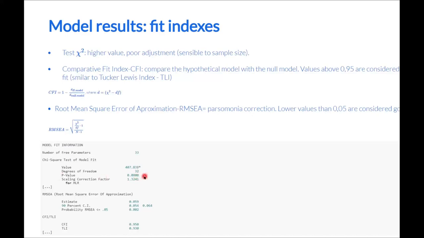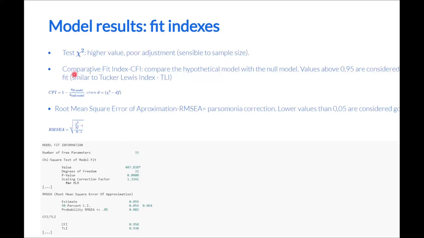In that case, we rejected our hypothetical model. And that happens a lot, because chi-square is very sensitive to the sample size. In this case, we have 3,000 more cases. Because of that, a lot of different fit indexes were developed.